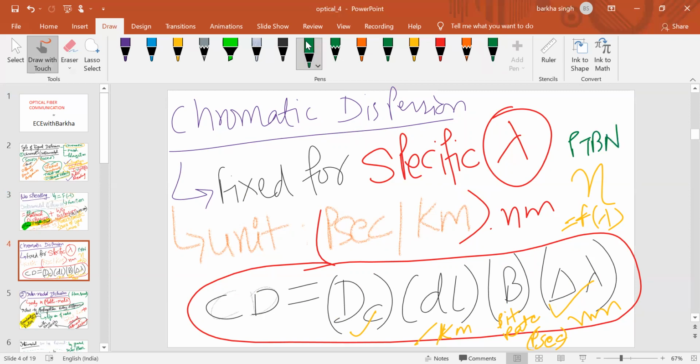The refractive index, denoted by eta, depends upon wavelength, hence it is called chromatic dispersion. We have this formula: chromatic dispersion is equal to DC, that is the dispersion constant or coefficient of chromatic dispersion, into DL, that is the specific length, whose unit is per kilometer, into B, the bit rate, whose unit is picosecond, and then delta lambda, which is the spectral width of the light source, and its unit is nanometer. So here is the formula for chromatic dispersion, equal to DC, DL, B, and delta lambda.